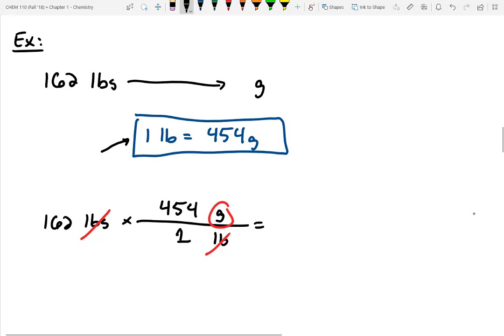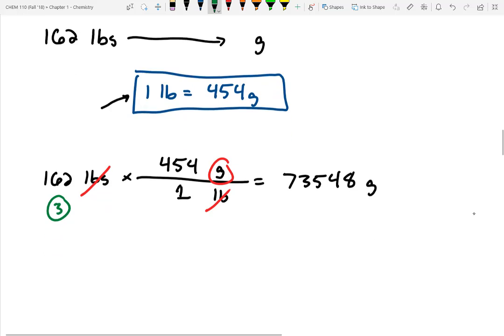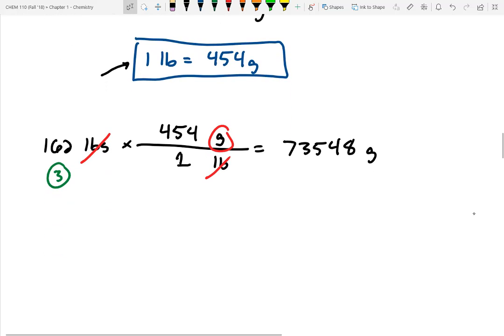And when I type this into my calculator, I'm getting a number that is 73548 grams. Is that what everyone else got? All right, are we done? No. We've got to go back and assess our sig figs, right? So it looks like we started out with 3 sig figs. Our final answer has 5 sig figs, so it's not correct yet. What we need to do is convert this to 3 sig figs.